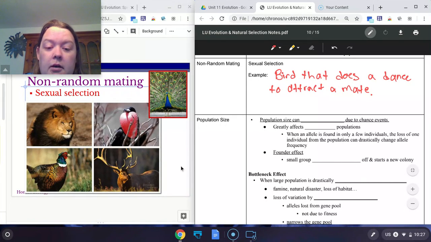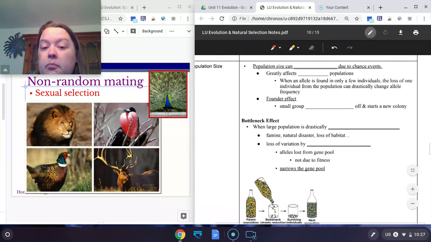Some birds, like the cardinal, there are cardinals around here. The male cardinals with the deepest red are the ones that get chosen, and the females are more bland. That's because over time, females choose the most beautiful red cardinal to mate with. Therefore, most of the male cardinals are going to be that deep, beautiful red.